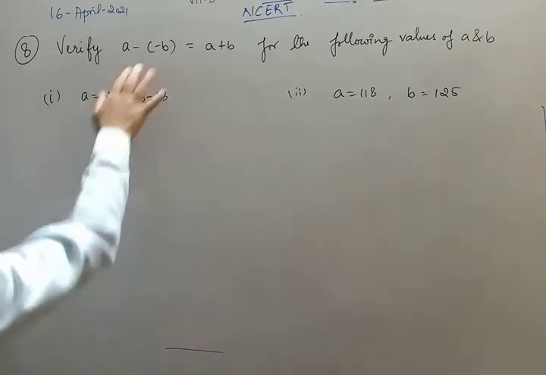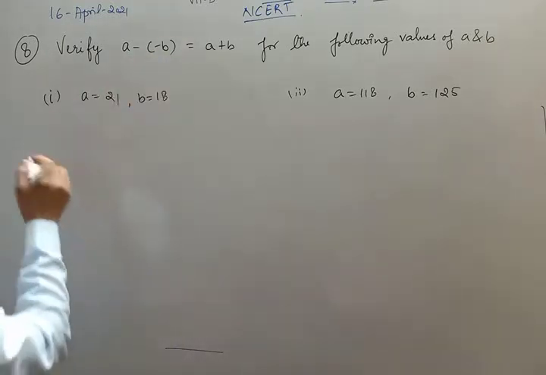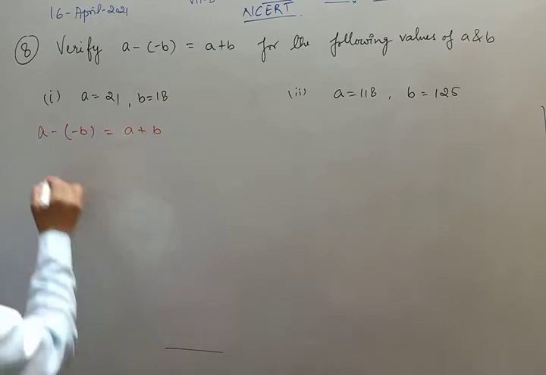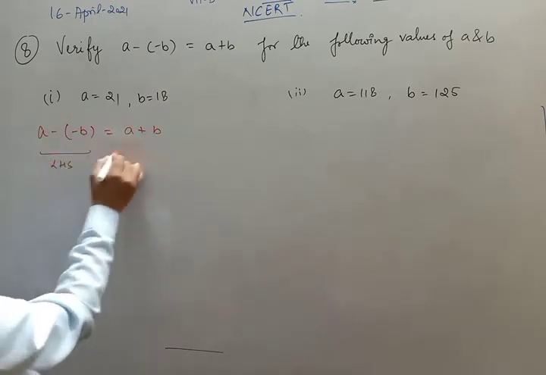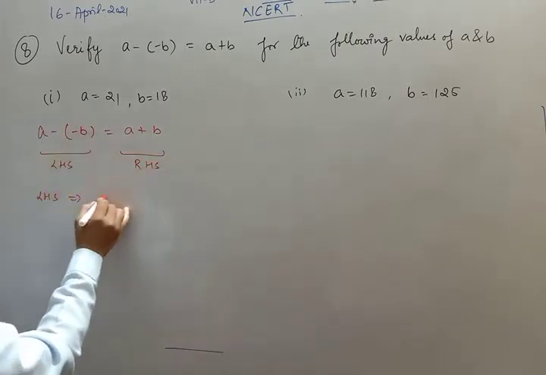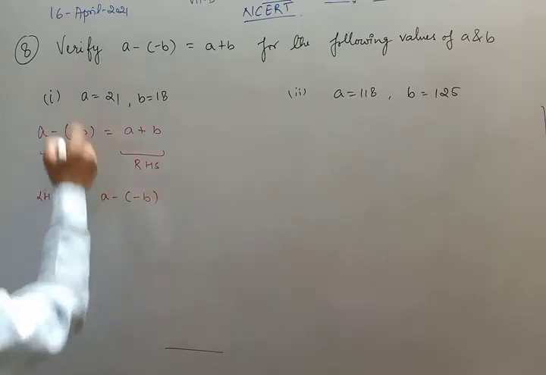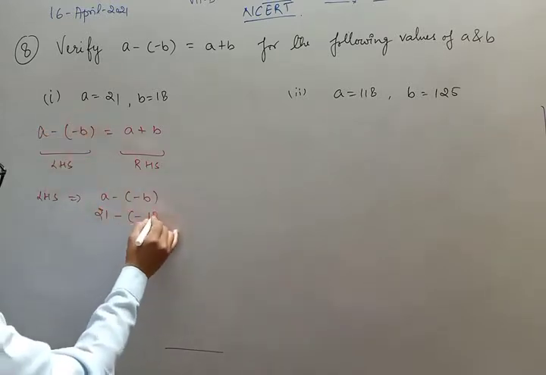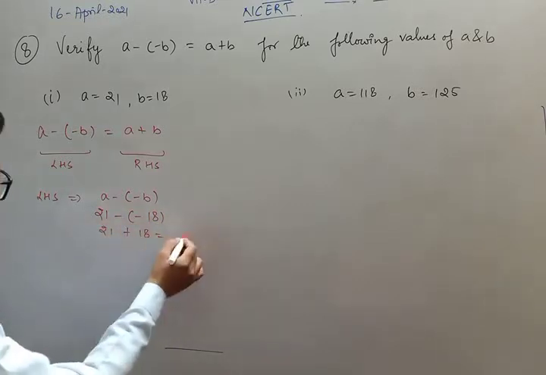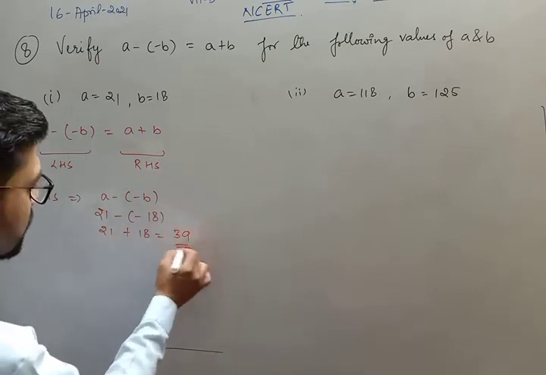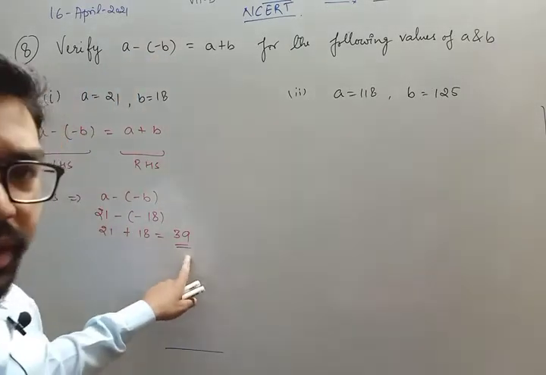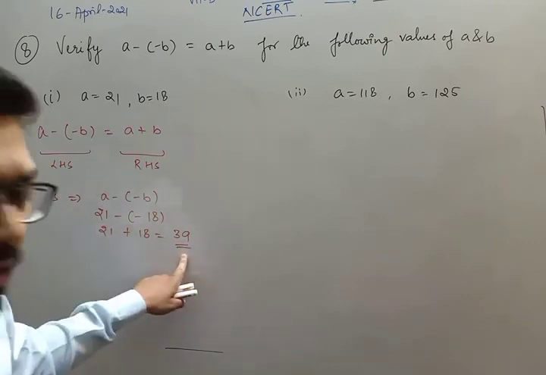Now a is equal to 21. I just need to use this relation: a minus minus b is equal to a plus b. So let's say this is LHS and this is RHS. First I check LHS. a minus minus b. What is a? 21 minus minus 18. So 21 minus minus is plus 18. 8 plus 1 is 9, 2 plus 1 is 3. So the result is 39, right? So a minus bracket minus b, the result is 39. So the value of LHS that I got is 39.